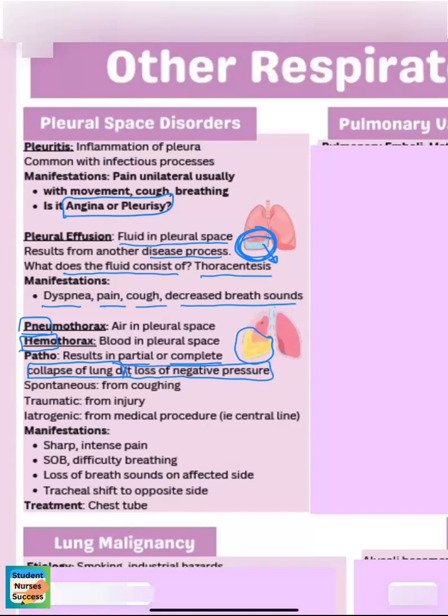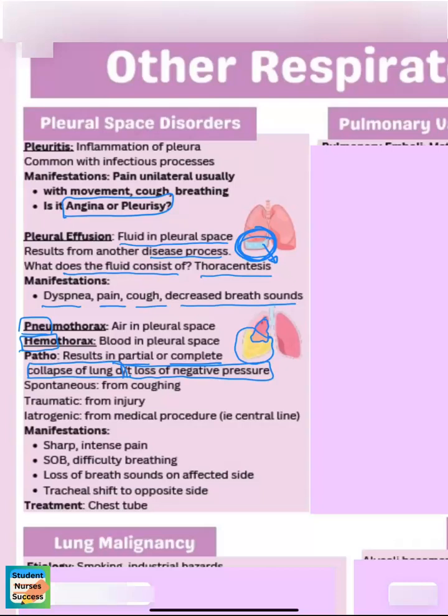Because we are taking up a larger portion of the pleural space with either air or blood, we lose that negative pressure, which keeps that lung inflated. So that lung, if you see here, is really tiny. I'm outlining it for you. And it really impacts the lung, it just goes down and deflates.